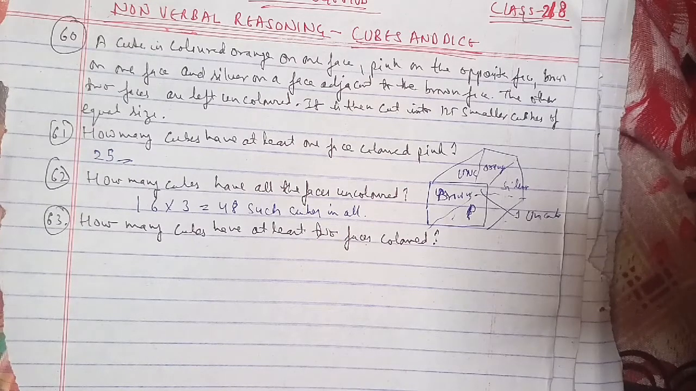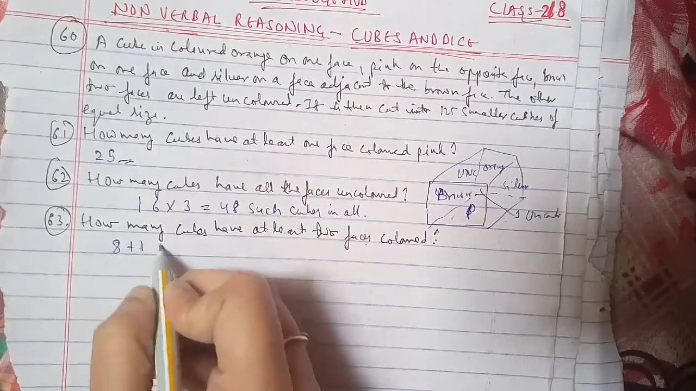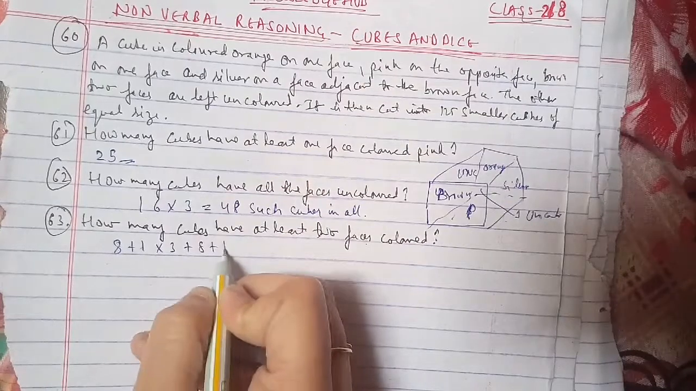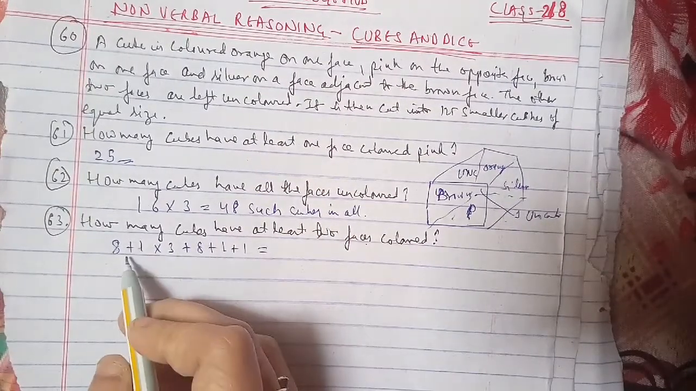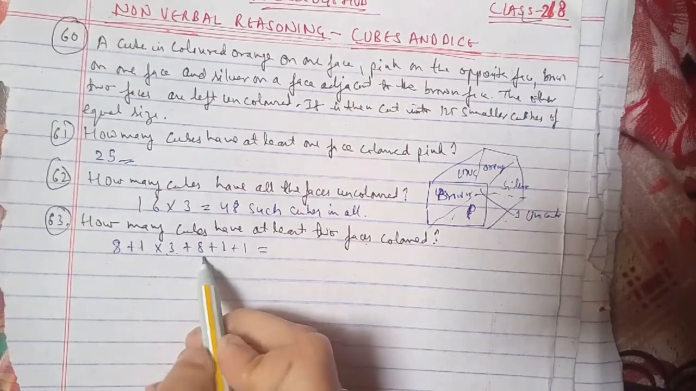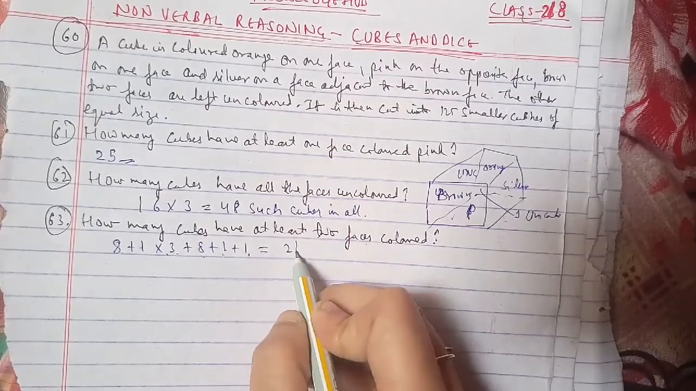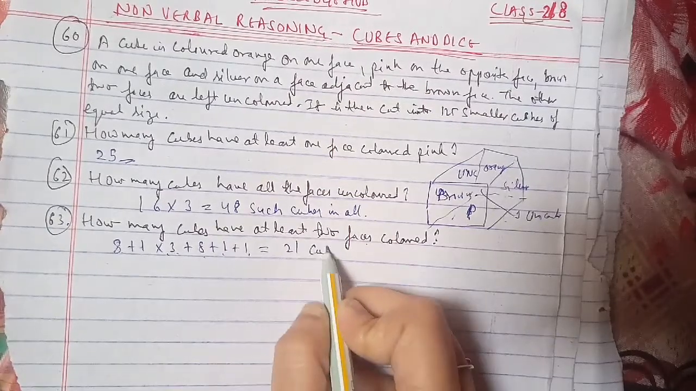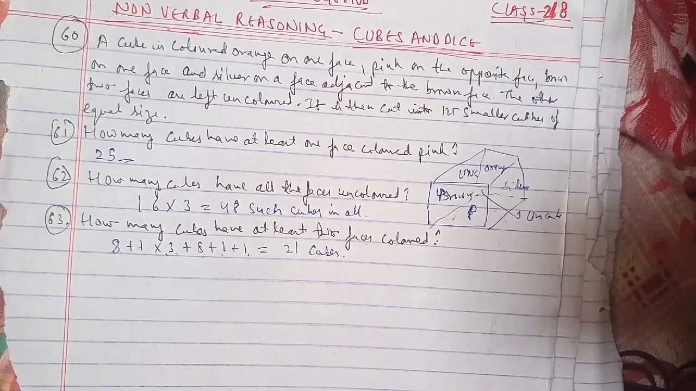We'll go ahead for the same. There are 8 cubes in layer 1, 1 cube each in layers 2, 3, and 4, and 8 cubes in layer 5 which have two faces colored. Also there is 1 cube in layer 1 and 1 cube in layer 5 which have 3 faces colored. Thus there are 8 plus 1 into 3 plus 8 plus 1 plus 1. 8 plus 1 into 3 is 3, of course. 8 plus 3 is 11, plus 8 is 19, 20, and 21. So we'll have 21 cubes having at least two faces colored here.